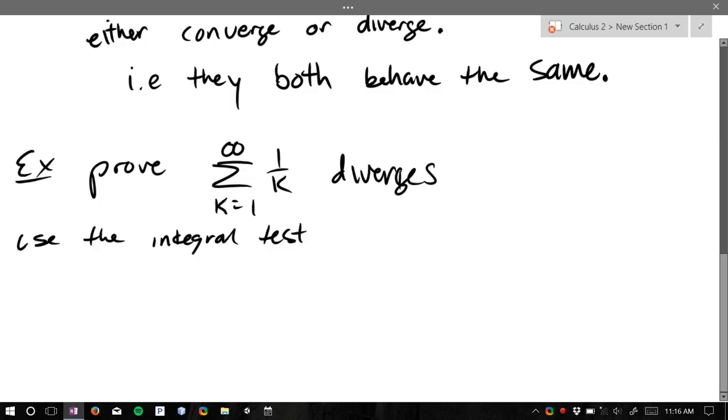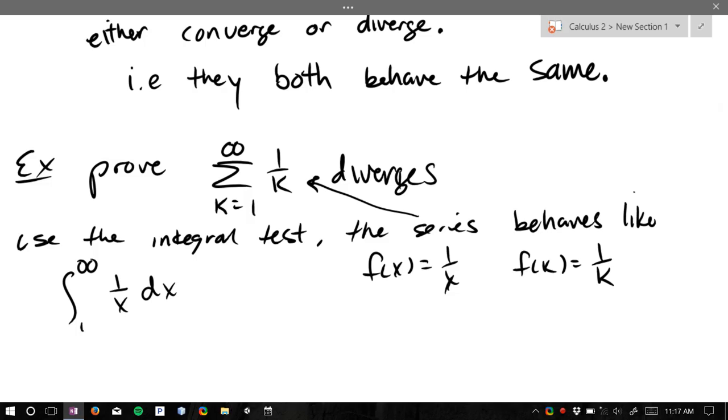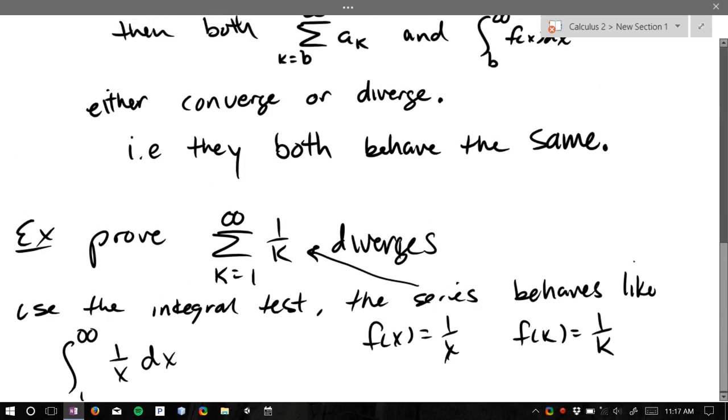So our series, right up here, this one, behaves like integral 1 to infinity 1 over x dx. So our function f of x is 1 over x, and f of k equals 1 over k. So obviously it is the function that matches up with our terms right there. If you're paying attention, you're going to naturally pick the function that is the same as the terms. You're just changing your k to an x. So nothing special is happening there. You do need to make sure it's going to be positive, but 1 over x is positive when x is positive. And we're going positive 1 to infinity. So no problem with negatives.